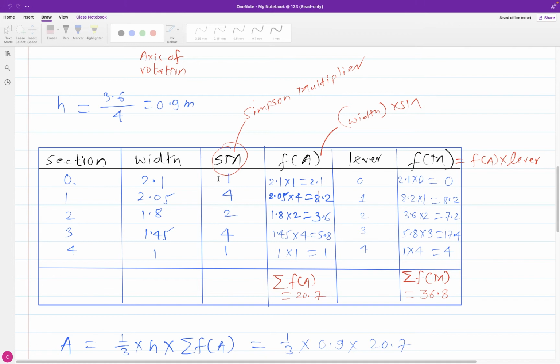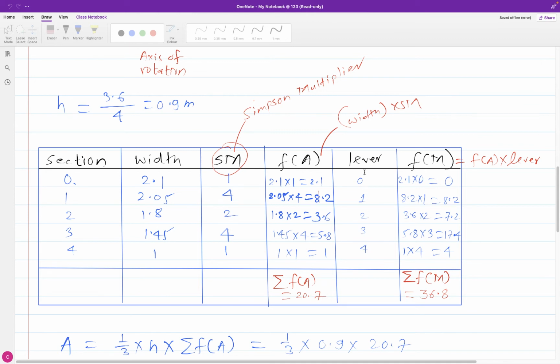So width into Simpson's multiplier will become our f of a. This one, and then here we will do this one, and then we will have the summation of f of a. If you add this 2.1, 8.2, 3.6, 5.8, we will get the summation of f of a.